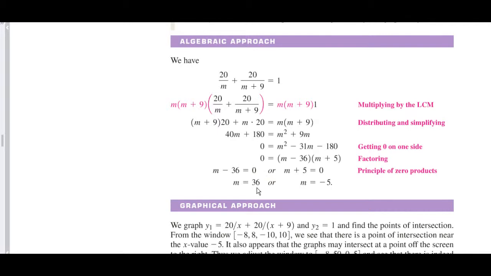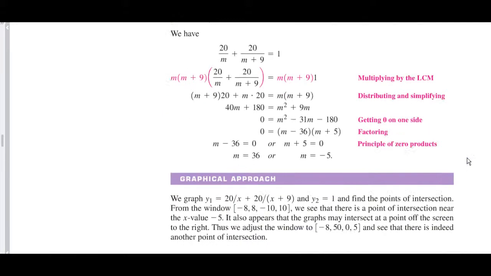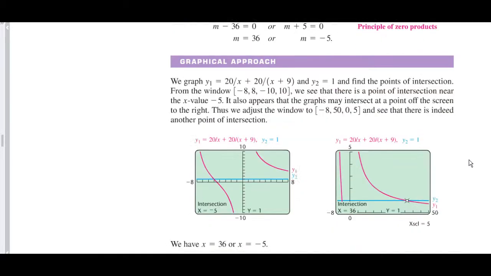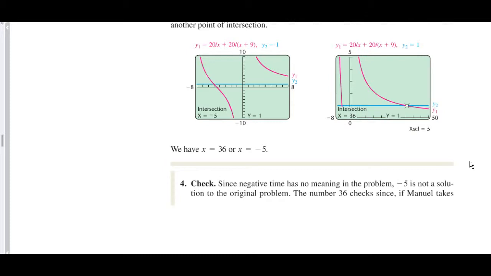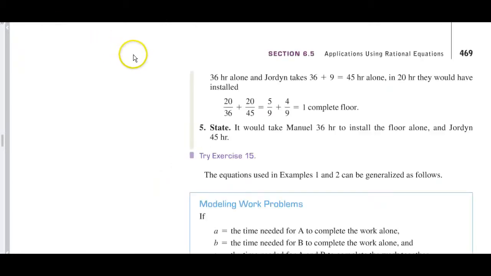And then M plus 9 is 45 hours. As we will see, I'm pretty sure they're going to say that. And again, they're saying that -5 has no value in time. So 36 hours by himself, and then 36 plus 9 is 45 hours. But working together, they get it done in 20. Okay, and there is your answer statement.